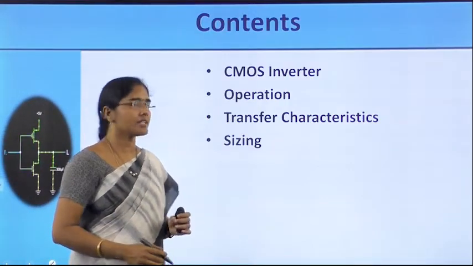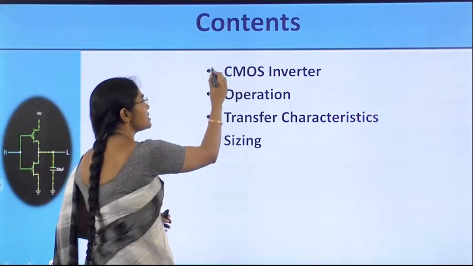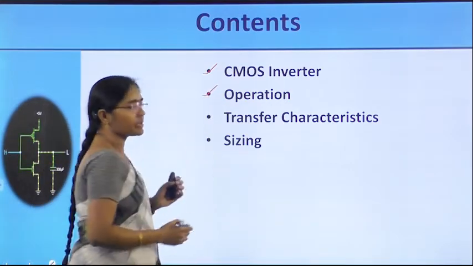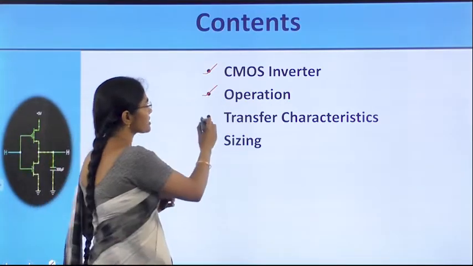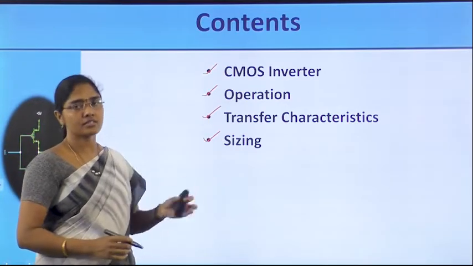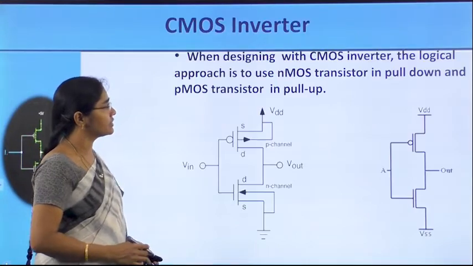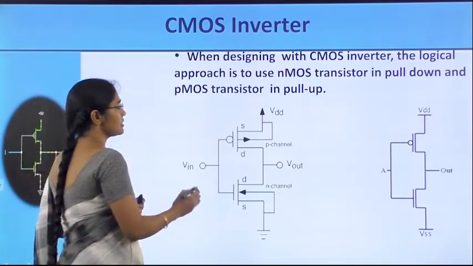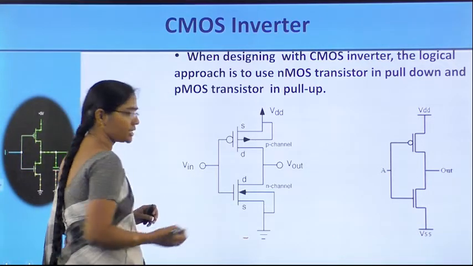The contents for this lecture are: starting with the CMOS Inverter circuit diagram, construction and its operation, then deriving its transfer characteristics and deriving its sizing. The circuit diagram of the CMOS inverter is this. Already we have seen this in alternative pull-ups.